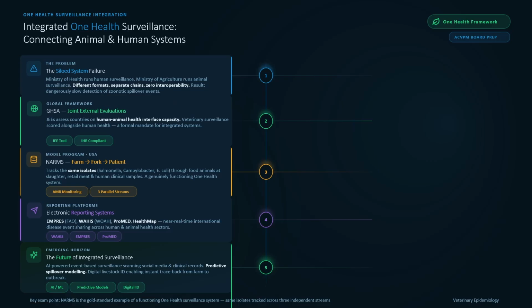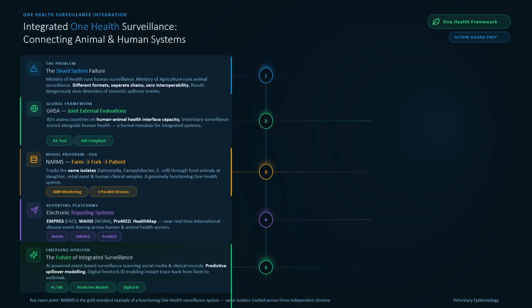Disease at the animal-human interface doesn't care which government agency is responsible for it, but our surveillance systems often do, and that's exactly the problem this slide opens with. The siloed system failure is the starting point.